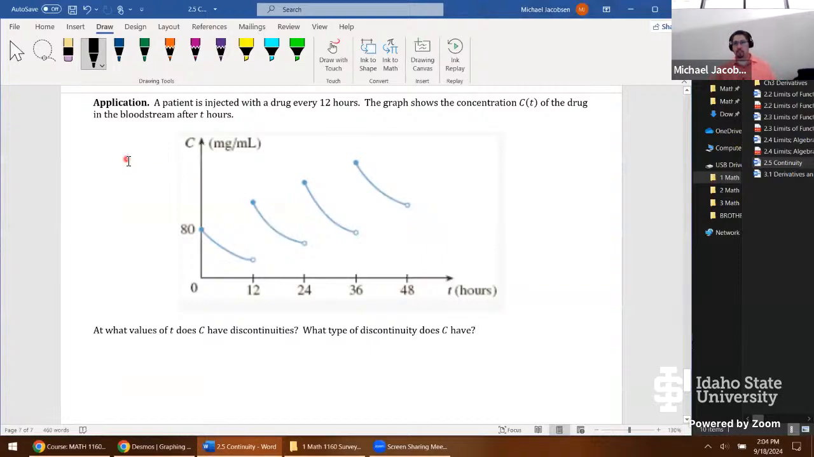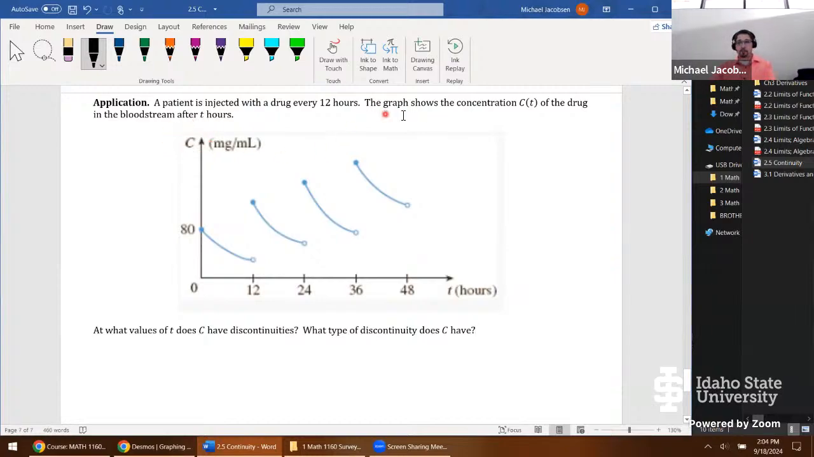But here's what's going on with the application. Just a good way to see when continuity works, what happens when we have continuity breaking. It says here, a patient's injected with a drug every 12 hours. So that's why we have the scale here. Every 12 hours, something changes. So T for time makes sense. We have to understand what's going on with the vertical axis, C.